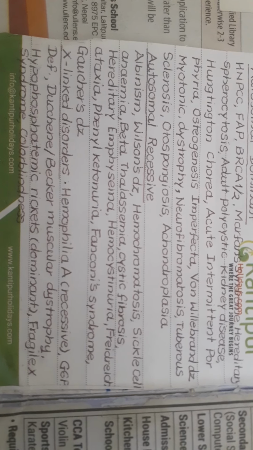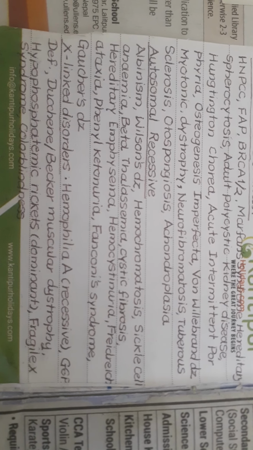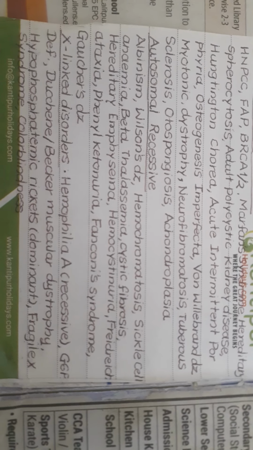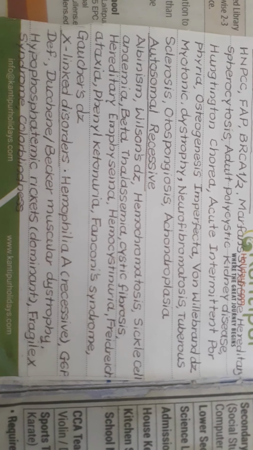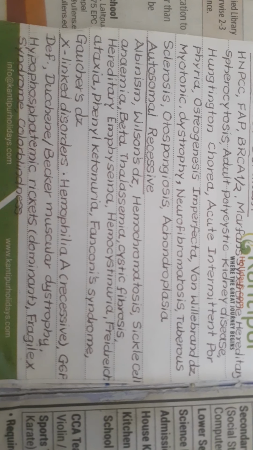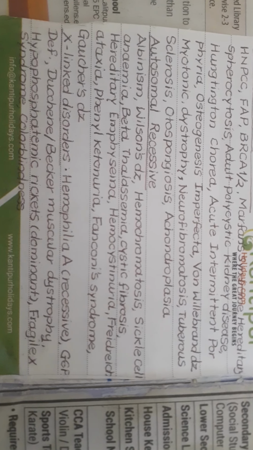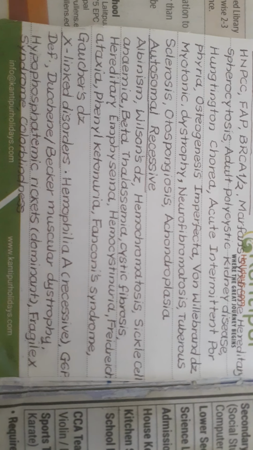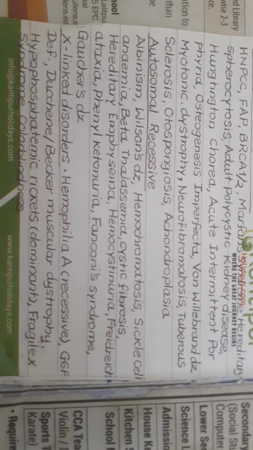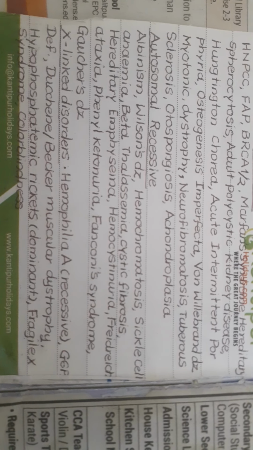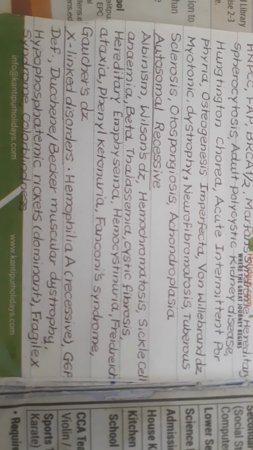Autosomal recessive: albinism, Wilson's disease, hemochromatosis, sickle cell anemia, beta thalassemia, cystic fibrosis, hereditary emphysema, homocystinuria, Friedreich's ataxia, phenylketonuria, Fanconi syndrome. X-linked disorders: hemophilia A recessive, G6PD deficiency, Duchenne-Becker muscular dystrophy, hypophosphatemic rickets dominant, fragile X syndrome, color blindness.